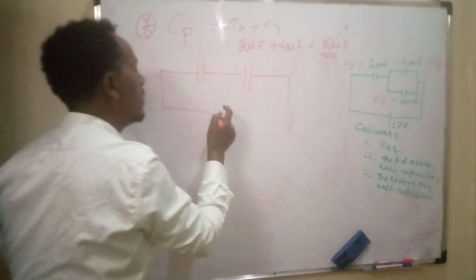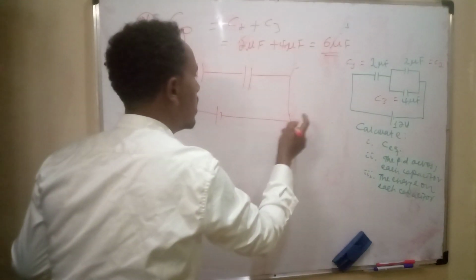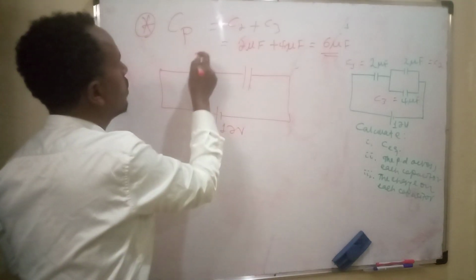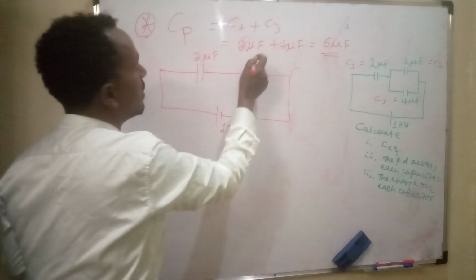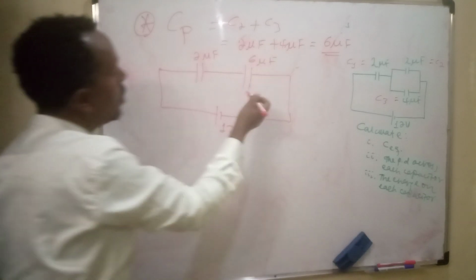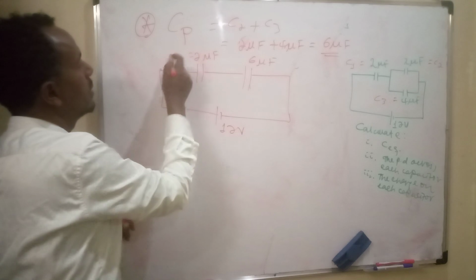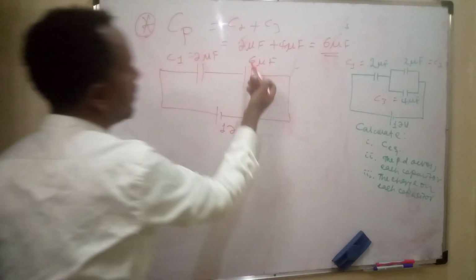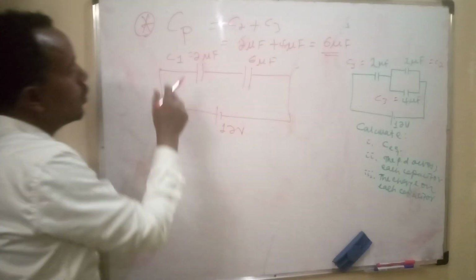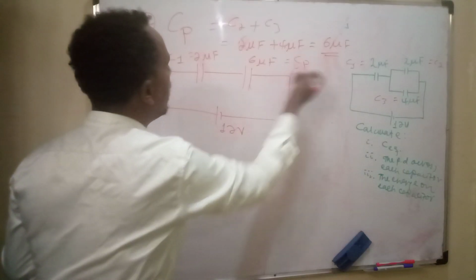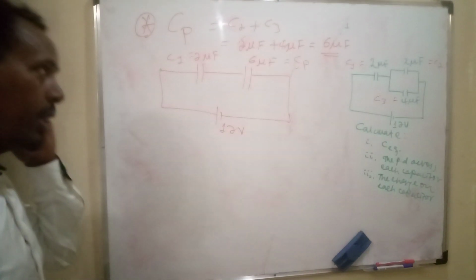Now, this is the battery, 12 volt. This is 2 microfarad, and this is 6 microfarad. These two capacitors, this is C1, and this one is the combined one, C parallel. So C parallel and C1 are in series.